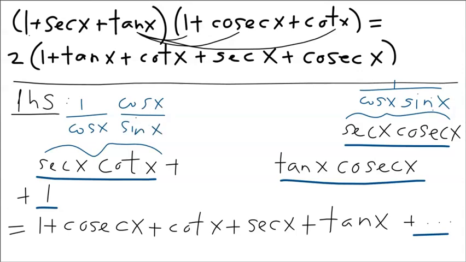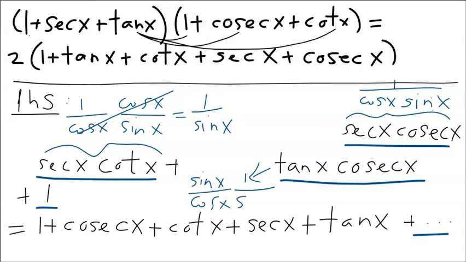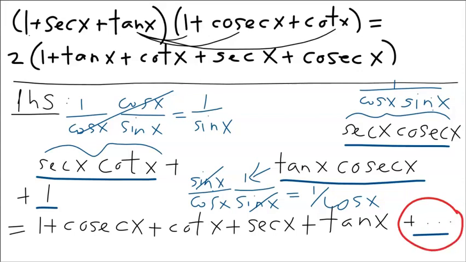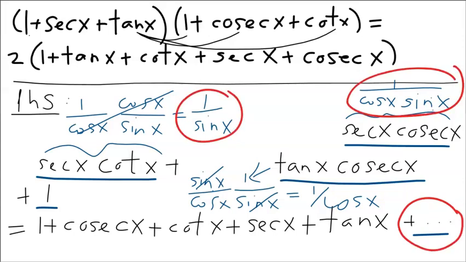Which is simply 1 over sine x, or cosecant x. Now, what about this term? So that is tangent x cosecant x. Tangent x is sine x over cosine x, and cosecant x is 1 over sine x. You see the sine x cancels, and that's going to give you 1 over cosine x. So that means what goes here will be this term plus that term plus 1 plus that term.